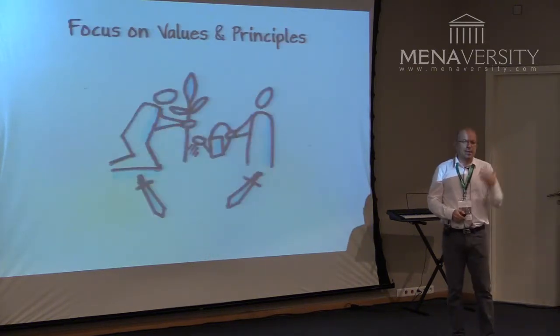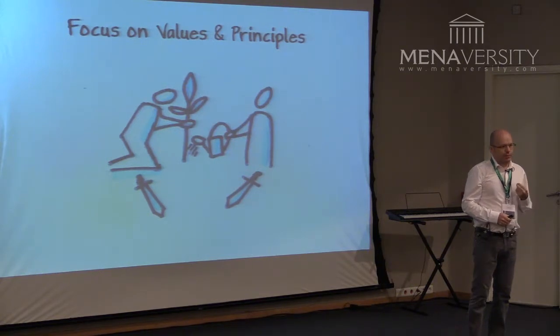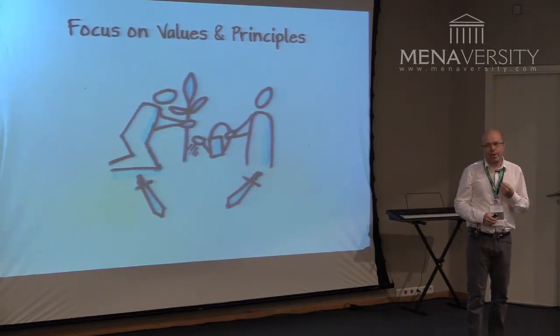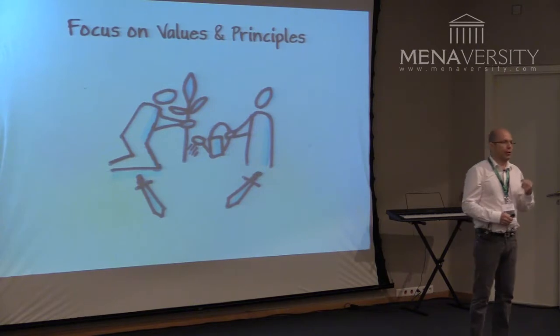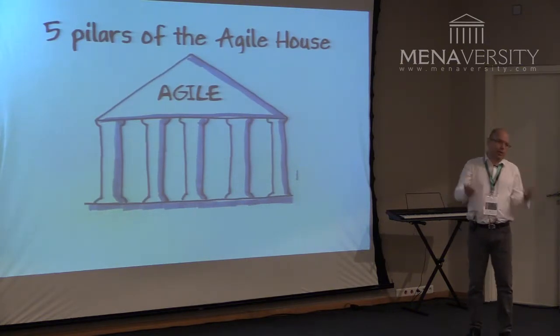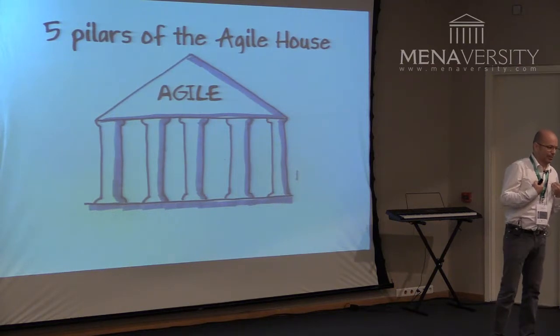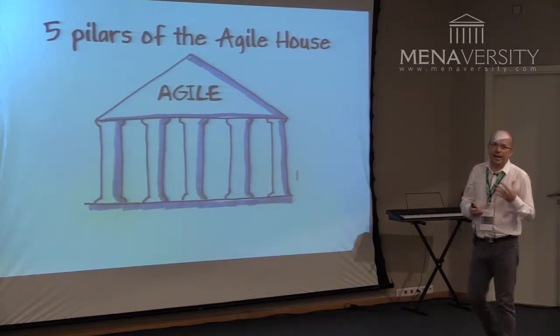So, this is my first lesson of Agile. These people, instead of focusing on who has the best approach, focused on common values and shared principles. I'm not going to review the Agile Manifesto, I'm going to show you my personal Agile House. And this Agile House has 5 pillars.